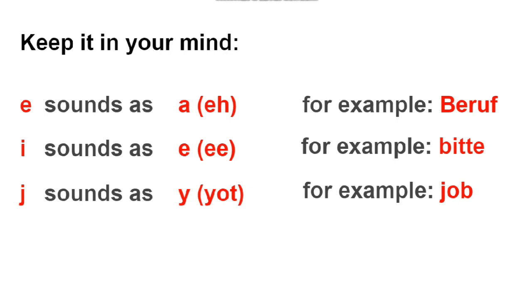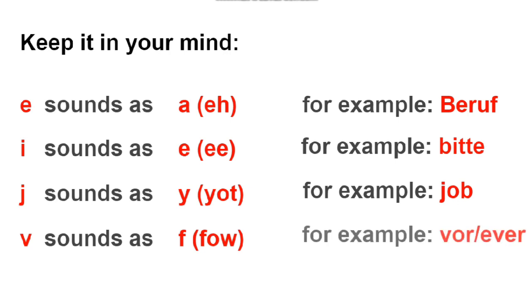Next letter is V, which sounds as F, pronounced as in for. If V comes at the start of the word, then it sounds as F, for. If V comes in the middle of the word, then it sounds as V, ever.